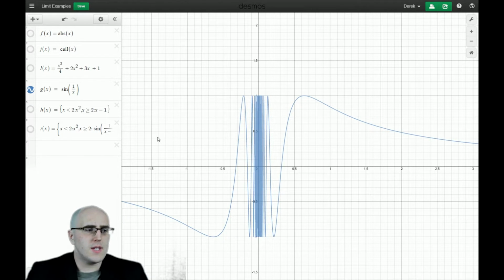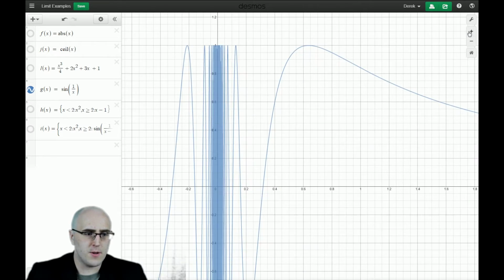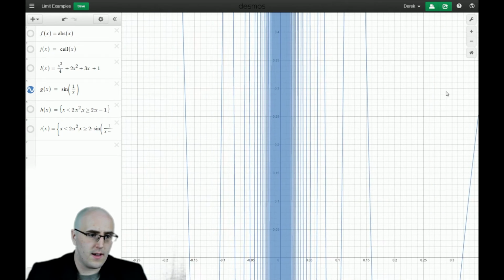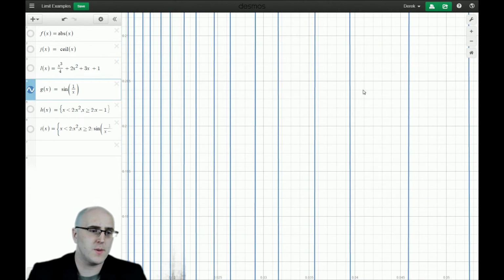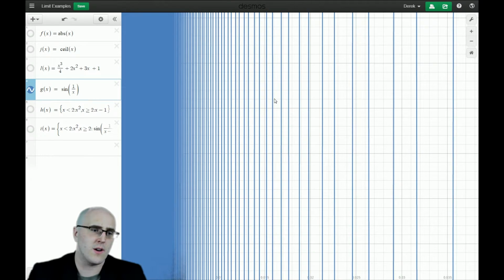So, this is an interesting function. If you notice, as x approaches 0 of sine of 1 over x, the frequency of the sine wave just goes crazy. And no matter how far we zoom in, it's even crazier. As this gets infinitesimally small, we just get bands right next to each other until it's just solid.